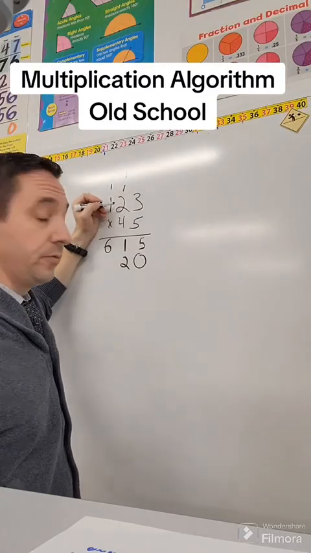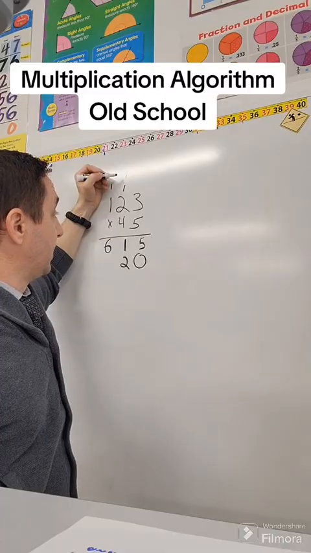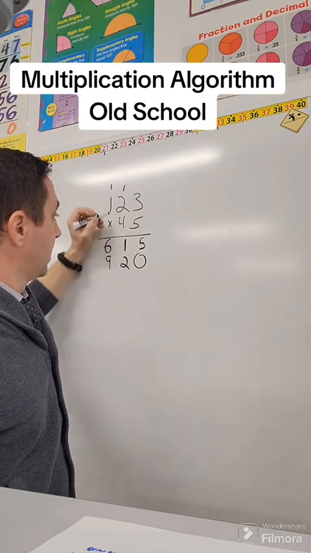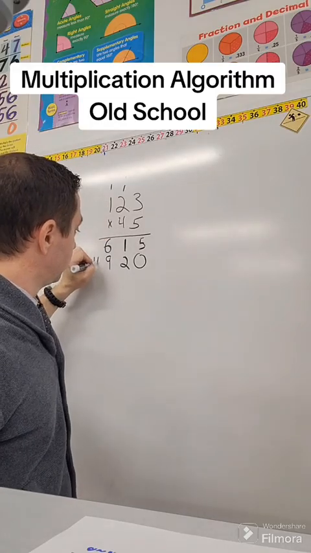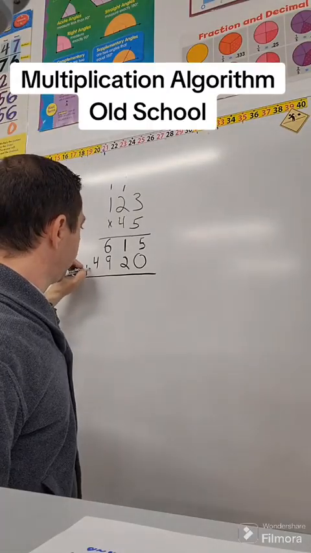Now I do 4 times 2. 4 times 2 is 8. I'm going to add in that 1. This gives me a 9. I'm going to go over here and go 4 times 1. 4 times 1 is 4. Put that over. Finally, I'm going to add them up.